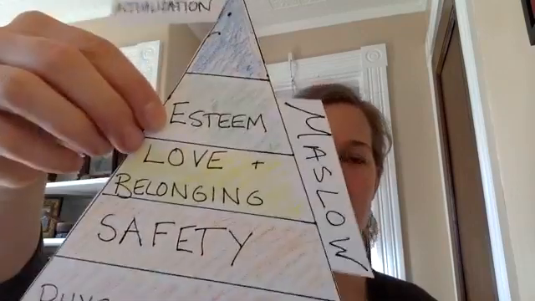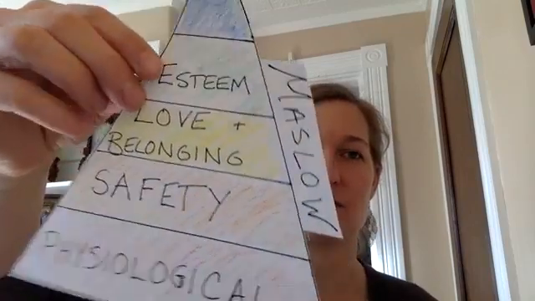Now we're getting into some of the more internalized needs. The next one is esteem. So this is respect, recognition, self-esteem, self-worth. So we can encourage students to try new things. We can give them positive reinforcement based on their behavior or actions.